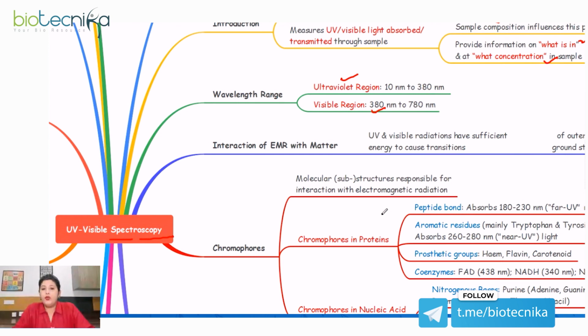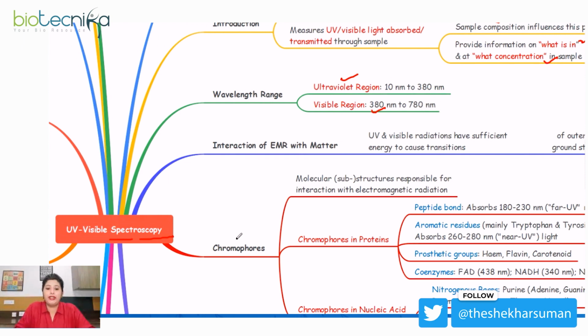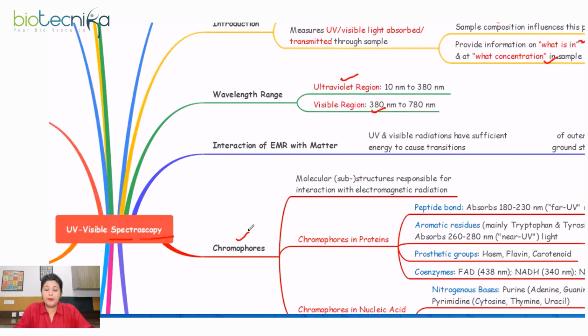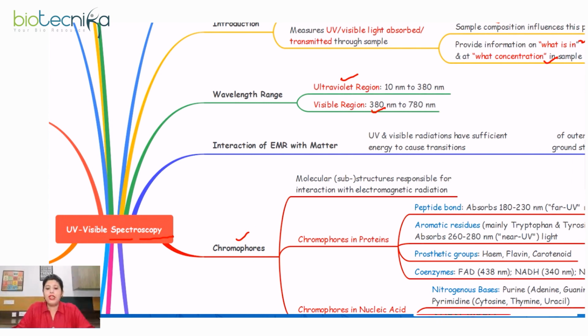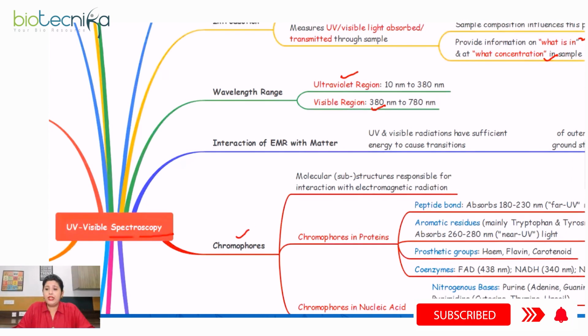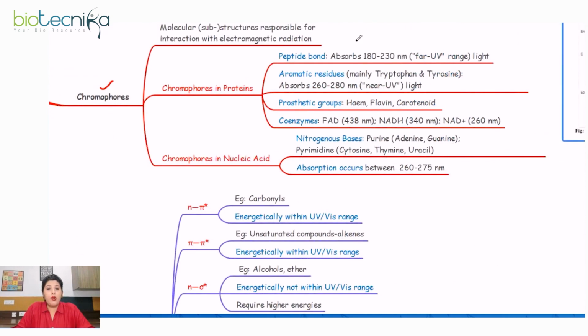Now, I would like to tell you one more point as we are talking about absorption. Always remember, the molecular structures responsible for interaction with electromagnetic radiation are the chromophores. These chromophores are present in your nucleic acids, proteins, that is, in your biomolecules and other compounds. When we talk about proteins, the chromophore present is the peptide bond, which can absorb in the range of 180 to 230 nm, that is the far UV range.